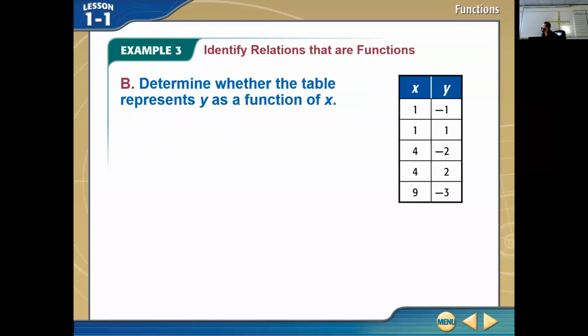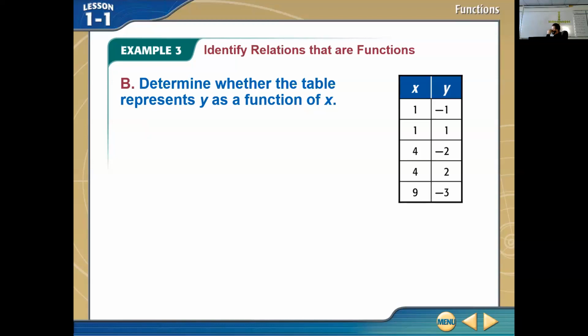Okay, so B, determine whether the table represents y as a function of x. You can see that this one's going to be a little bit easier because we actually get to see our x values, we get to see our y values. We want to pay attention to make sure that we don't have repeating x values that have a different y value. And you can see in this case, it's broken it twice.